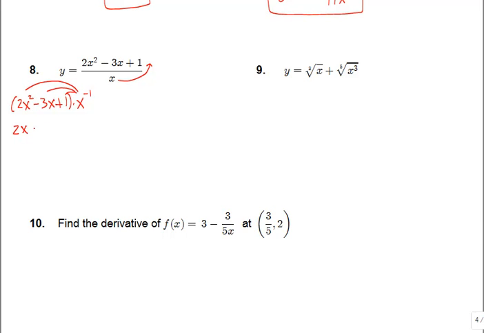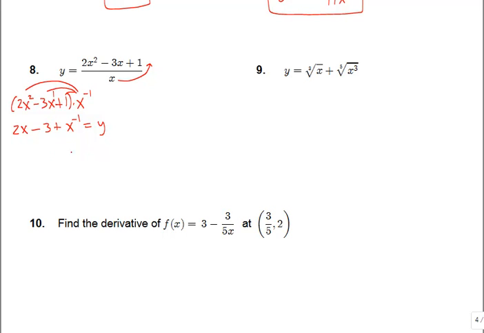since 2 plus negative 1 is 1. Then when I go to my middle term, I have a minus 3x times x to the negative 1. This x has a power of 1. 1 minus 1 would be 0, and x to the 0 is just a 1. So the x's actually cancel each other out, so we're just left with that 3. And then on the end here, 1 times x to the negative 1 is going to stay x to the negative 1.